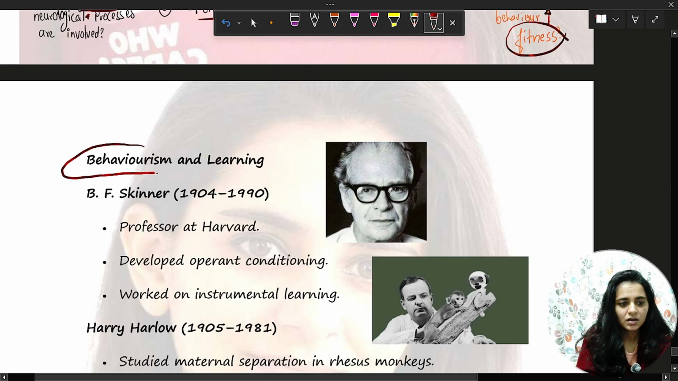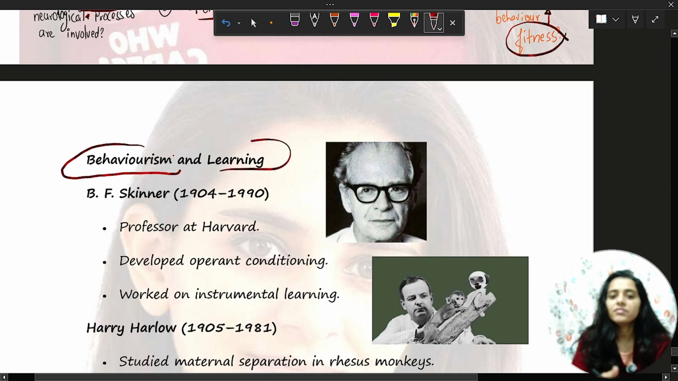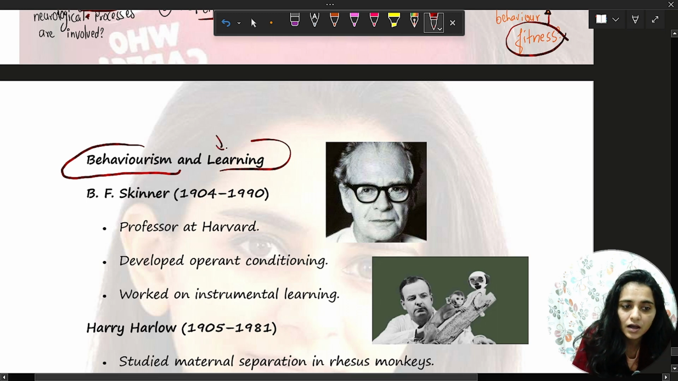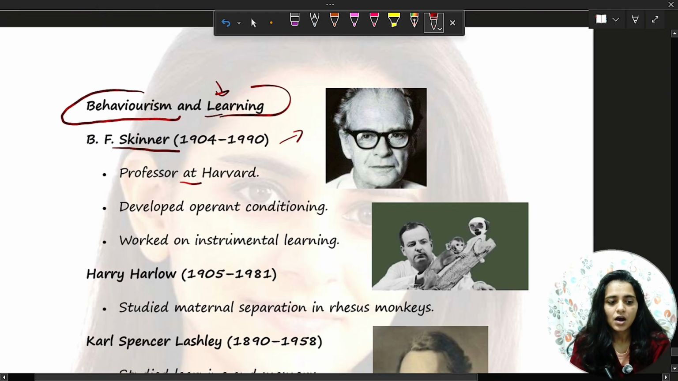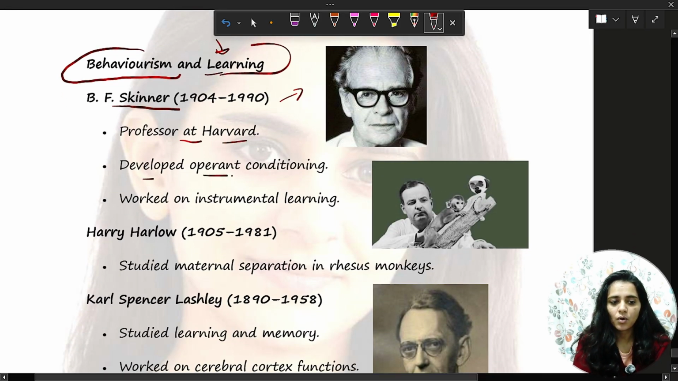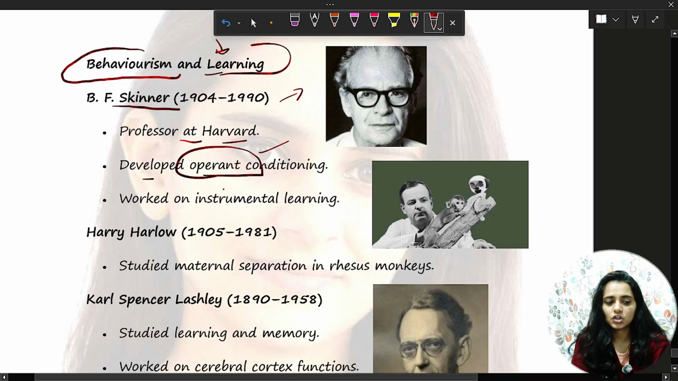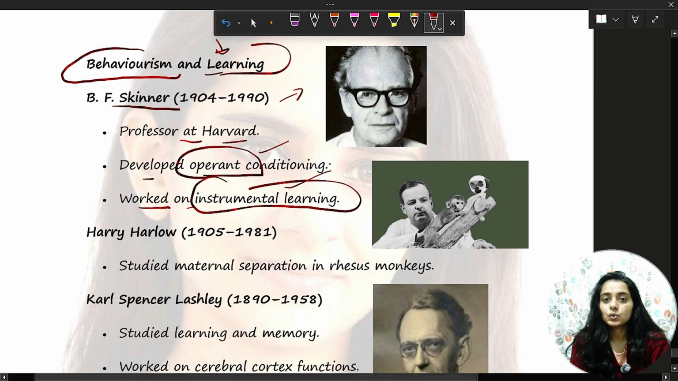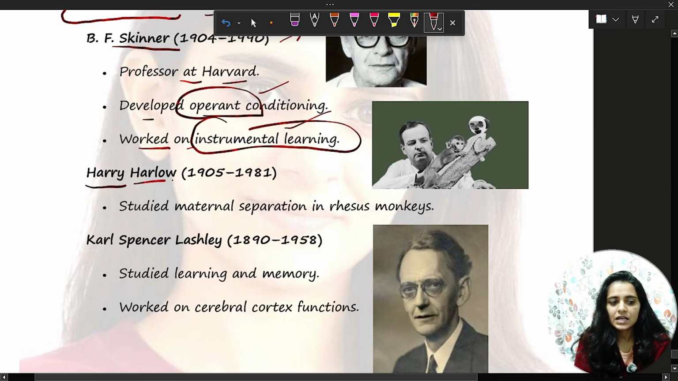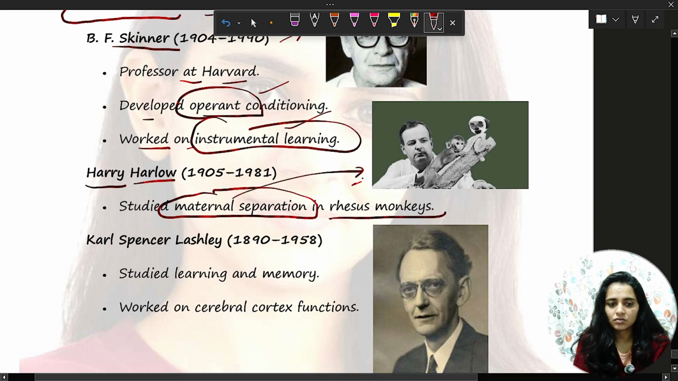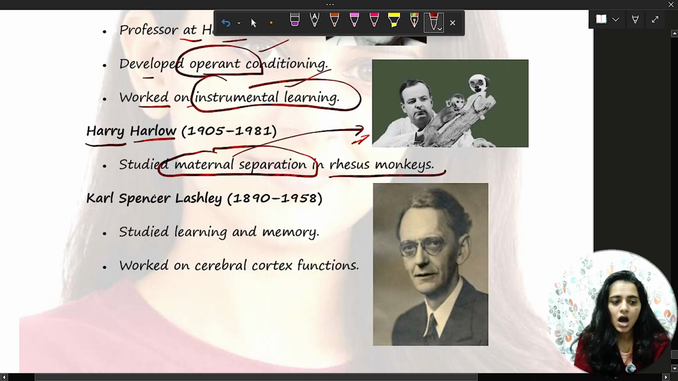Then behaviorism and learning. These are the experimental studies done by Skinner. This person is Skinner, a professor at Harvard. He developed operant conditioning, as we already know, and worked on instrumental learning: how animals use some kind of instrument if we make them use it. And Harry Harlow, you can see, did the maternal separation study on rhesus monkeys. So the monkey man is Harry Harlow.